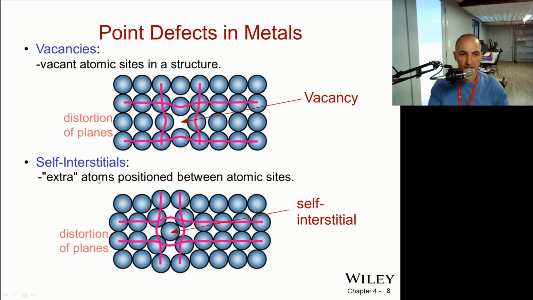Then you have self-interstitials, which is an extra atom position between atom sites. Shoved an extra atom in. And that also causes distortion of the planes. So in the vacancy case, the lattice is being stretched, so it's tensile here. There's also a shear stress associated with this. And again, with shoving an extra atom in here, we have created some extra compressive strains and also some shear strains.